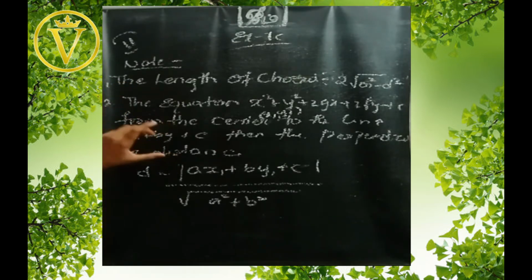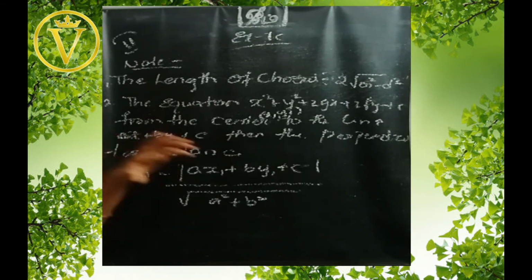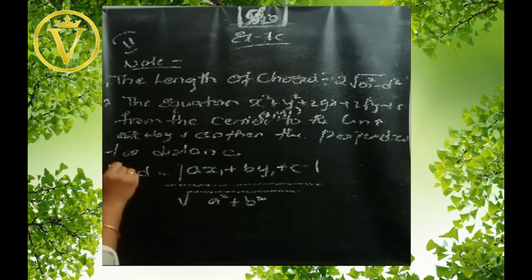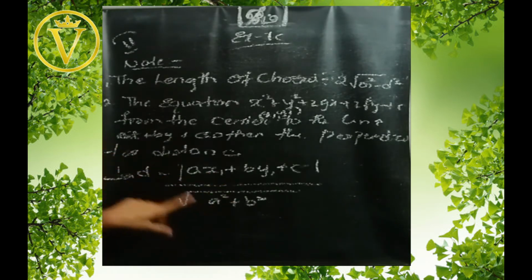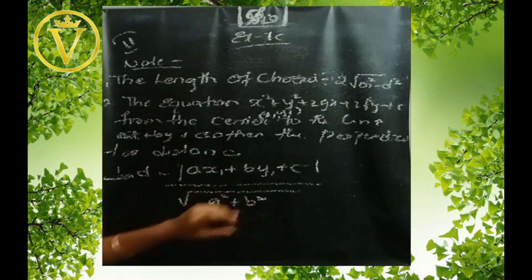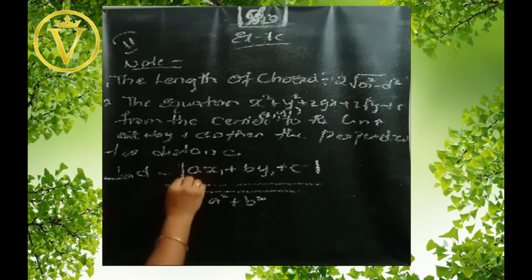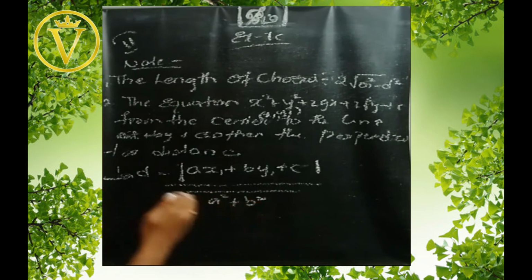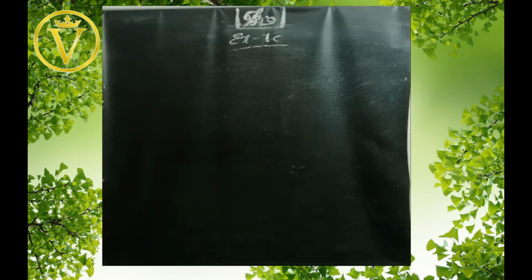If a circle equation is given, then for the center and the line ax plus by plus c equals 0, the perpendicular distance formula d is ax1 plus by1 plus c. Here the mod is there, don't forget: mod of ax1 plus by1 plus c, by root of a square plus b square. Now we'll go through the problems.